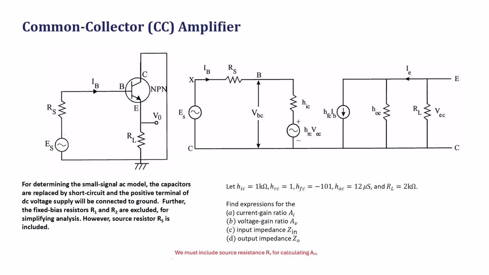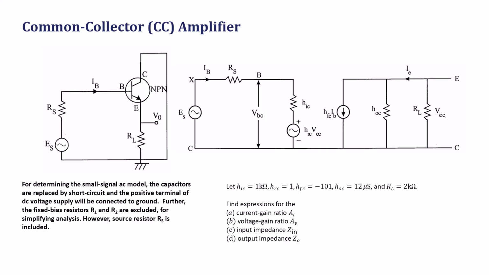Now let's set up a worked example. Let HIC equal 1 kiloohm, HRC equal 1, HFC equal negative 101, and HOC equal 12 microsiemens with a load resistance RL of 2 kiloohms. These are typical CC amplifier values.